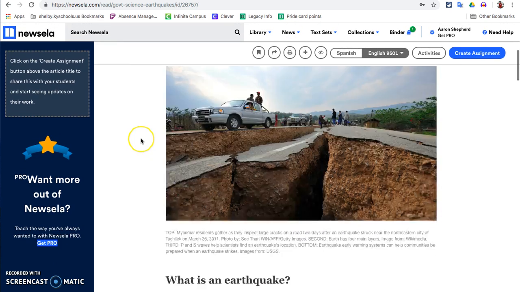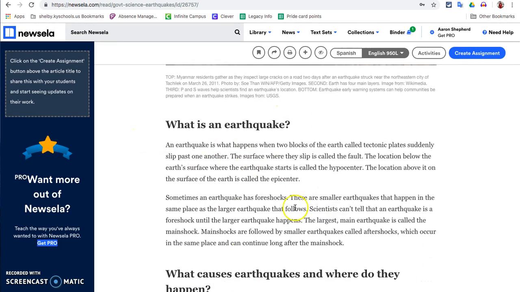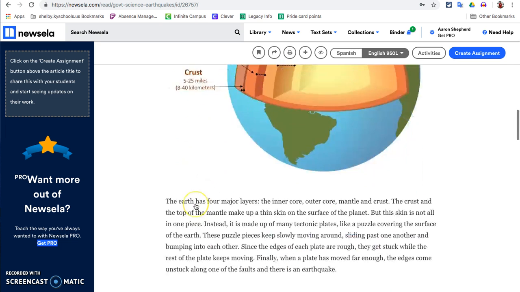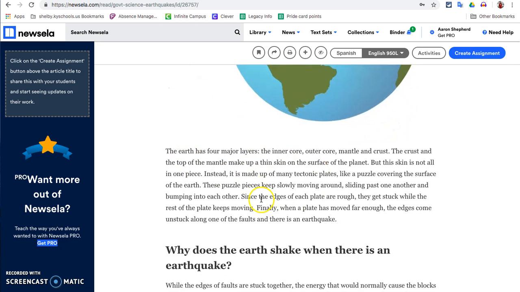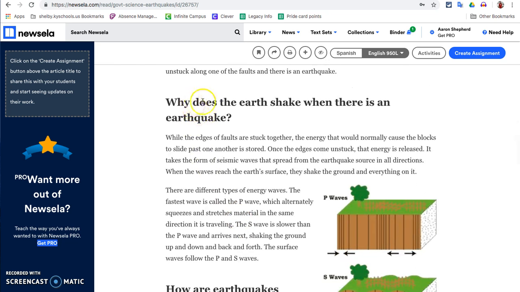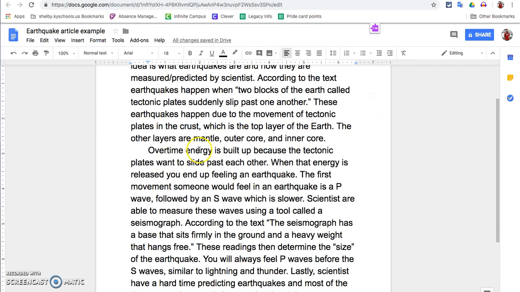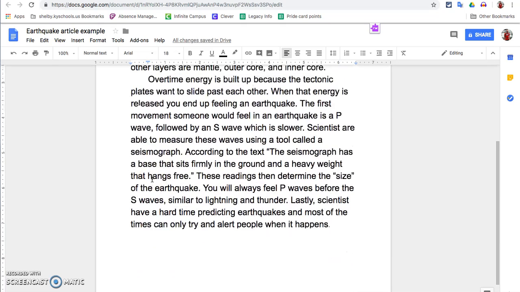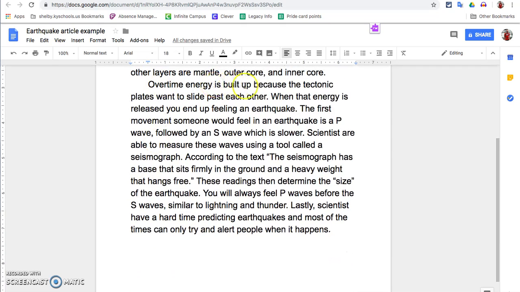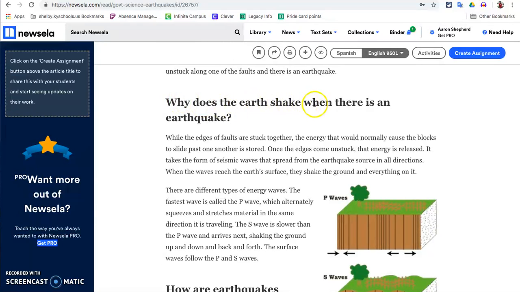So if I go back over here, this person talked about this part, and they talked about the layers of the earth. And so, again, that's in their own words, kind of in their own writing style. And so I'm assuming then they're going to talk about why does the earth shake when there's an earthquake next. So notice there's also a new paragraph here. It says, over time, energy is built up because the tectonic plates want to slide past each other. When that energy is released, you end up feeling an earthquake. So there we go. That part right there summarized why does the earth shake when there's an earthquake.